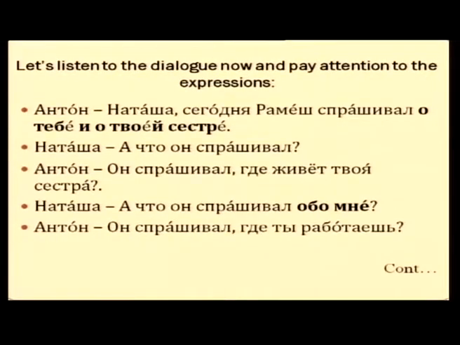Here, with the help of a dialogue, we will be discussing the usage of adjective endings and noun endings in Russian, especially when о ком and о чём are asked. Please pay attention to the dialogue while I read it for you. Антон, Наташа, сегодня Рамеш спрашивал о тебе и о твоей сестре. Here there are two characters, Anton and Natasha.